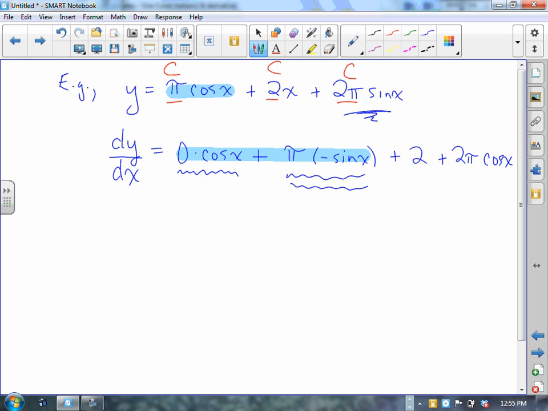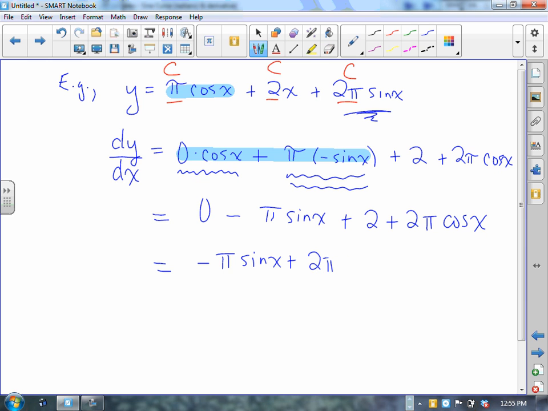We have just successfully found the derivative, so let's finish this off. This term is nothing more than 0. Here we will have negative pi sine x plus 2 pi cos x. We'll just rearrange the terms a little bit. So we'll have minus pi sine x plus 2 pi cos x plus 2.